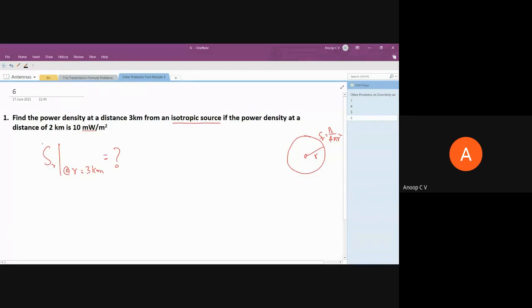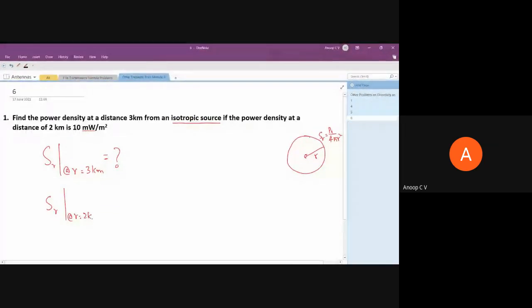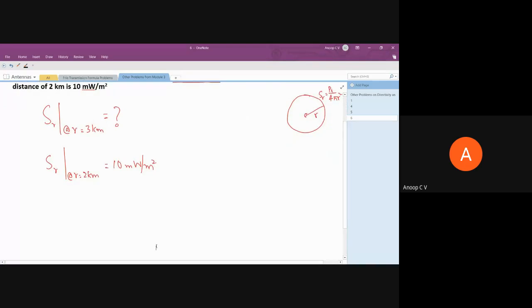So the power density at a distance of 2 kilometers is given as 10 milliwatts per meter square. What we need to find is the power density at a distance of 3 kilometers. So please solve this problem.